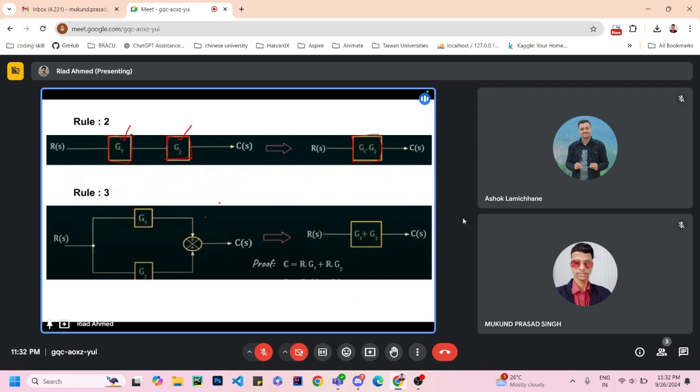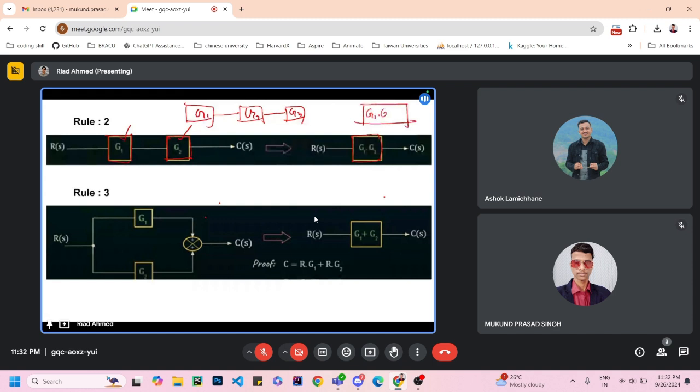So let's say you have three blocks, G1 and then G2 and then G3. Now we can convert all of these three blocks to a single block, and that block will have a value of G1 into G2 into G3.